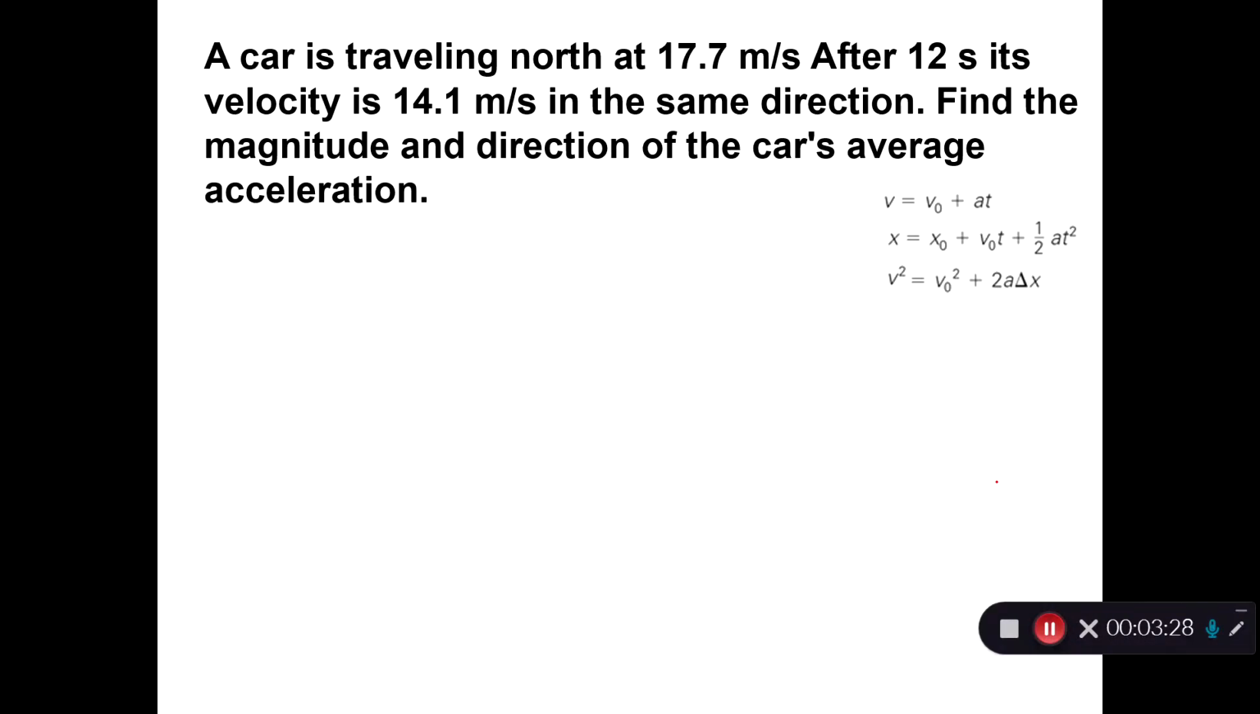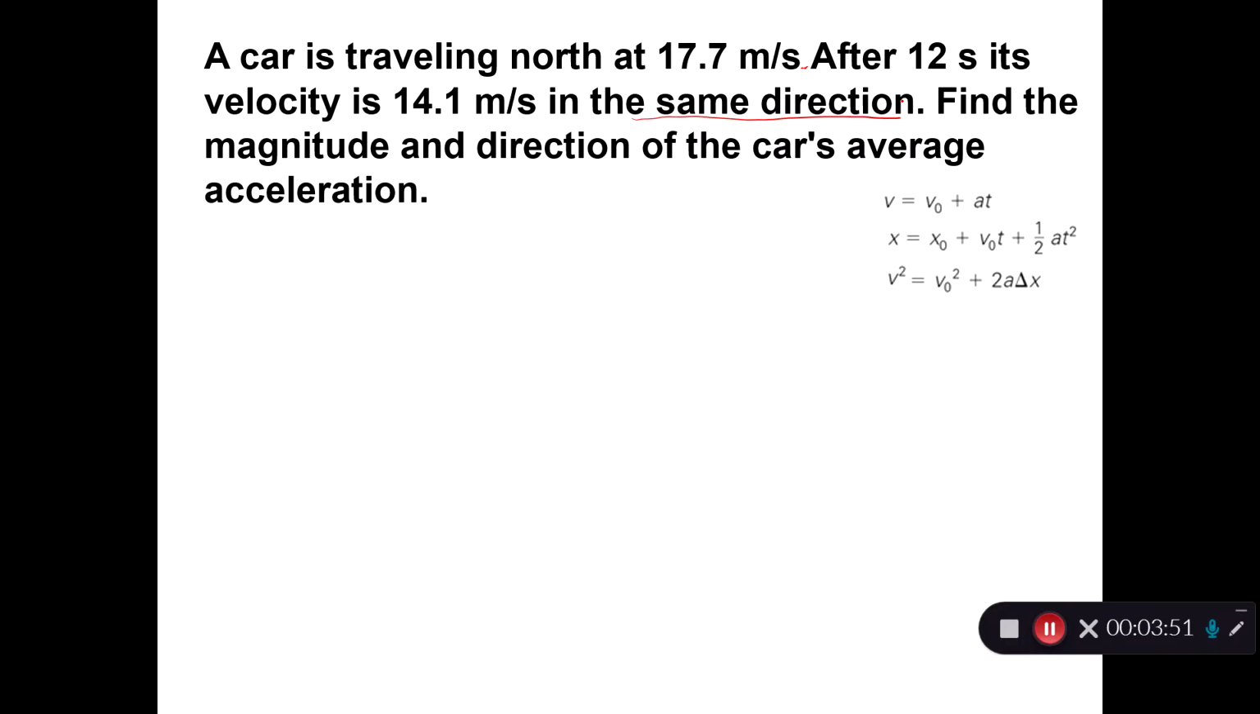So let's go back and look at the problem. In this problem, a car is traveling north at 17.7 meters per second, and after 12 seconds, its velocity is 14.1 meters per second in the same direction. So look at here, in the same direction. And we have to find the magnitude and direction of the car's acceleration.